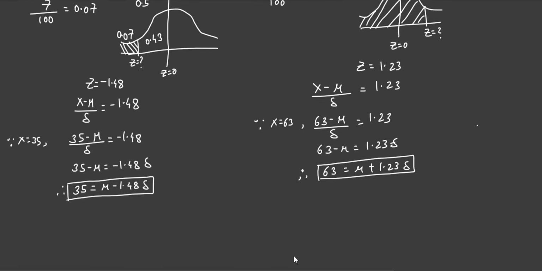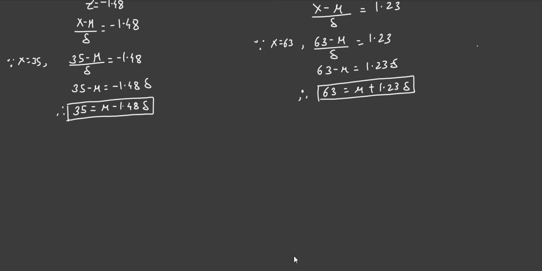So what we will do now, we will calculate these two equations on the calculator, and we will get the values for mu and sigma. So if I enter these equations in the calculator, I will get mu as 50.29 and sigma as 10.33. Okay.